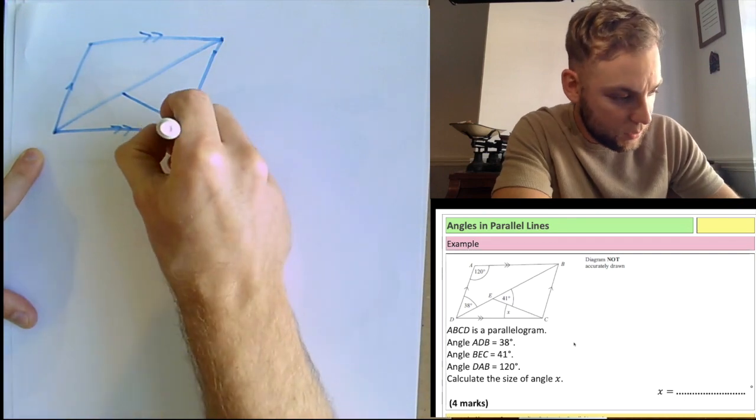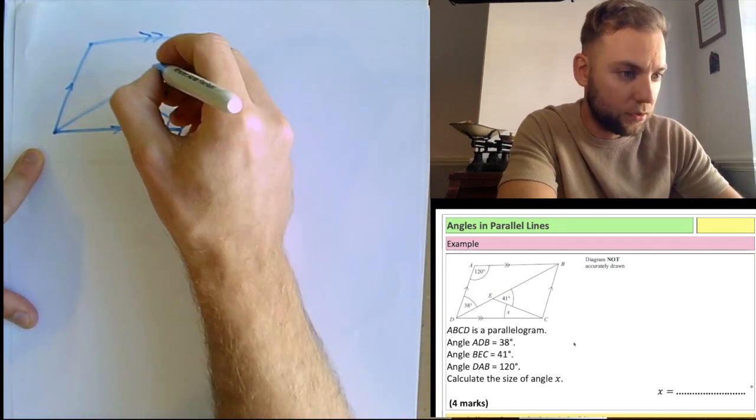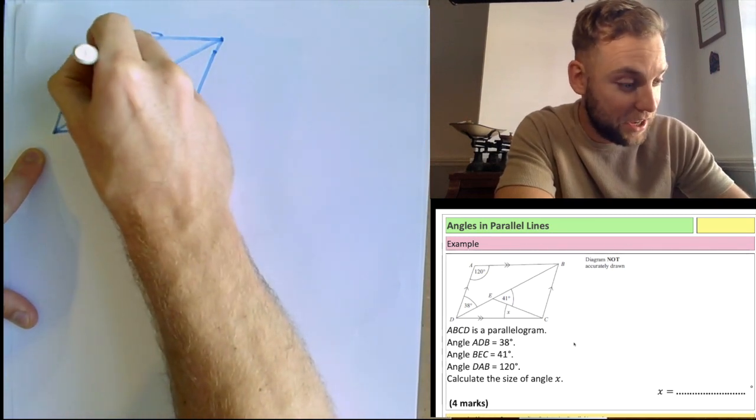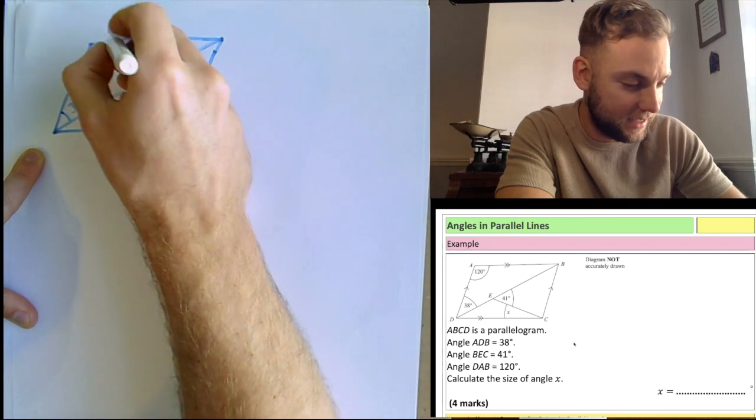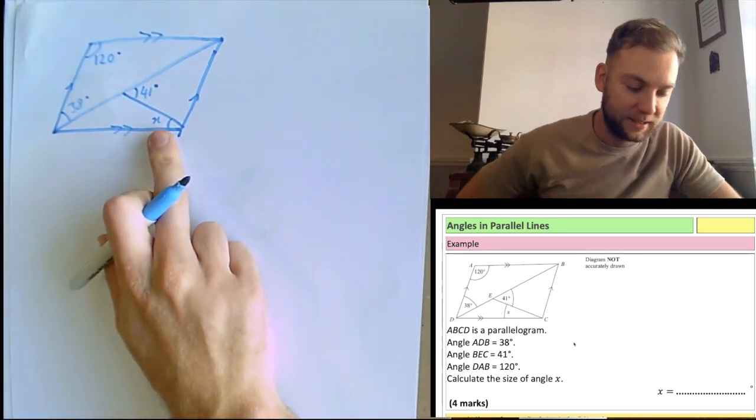Okay. So this one here is x. This one here is equal to 41 degrees. This one here is equal to 38 degrees. This one here is equal to 120 degrees. Okay. And we're trying to find out this one here, which is x.